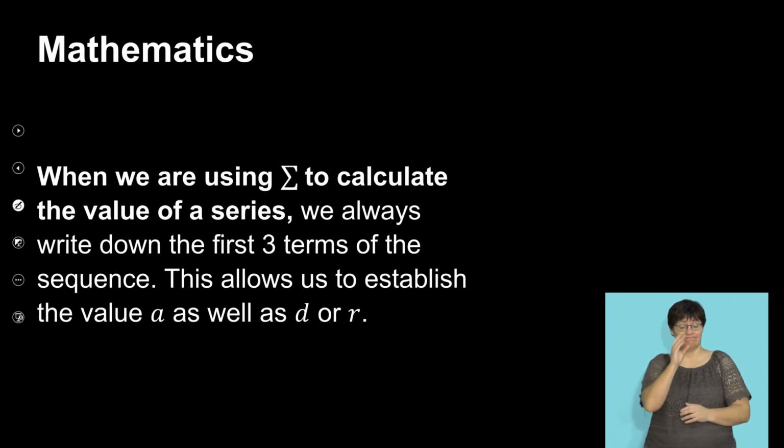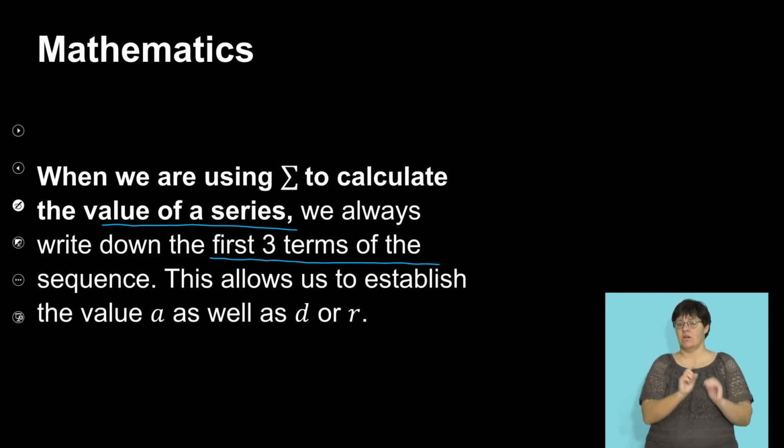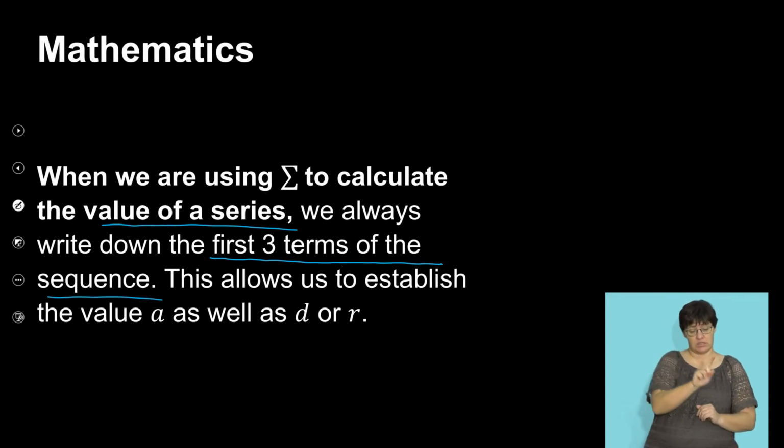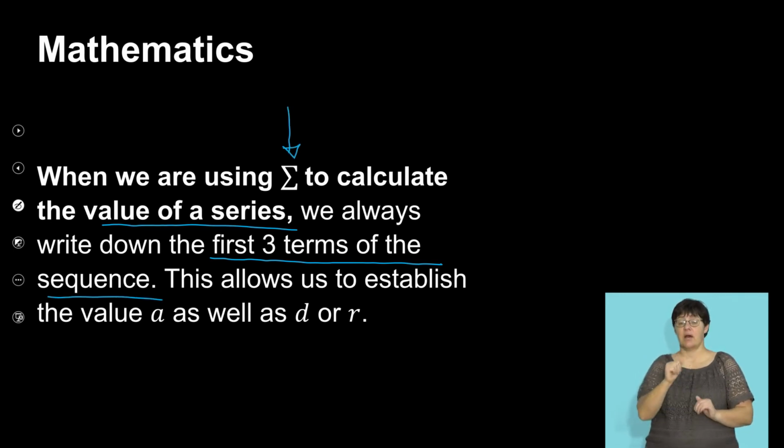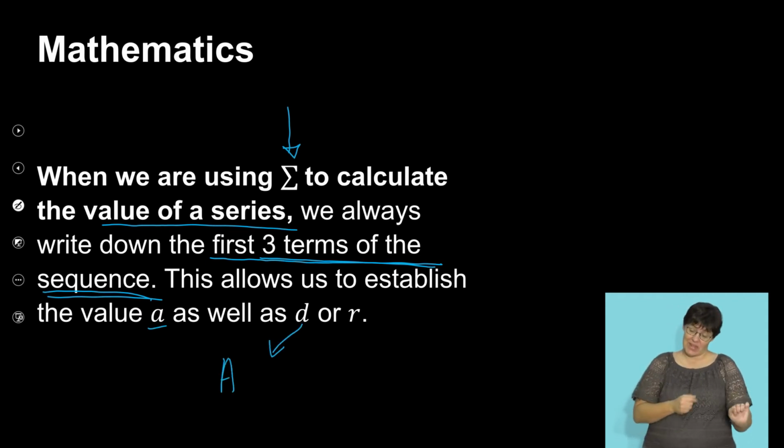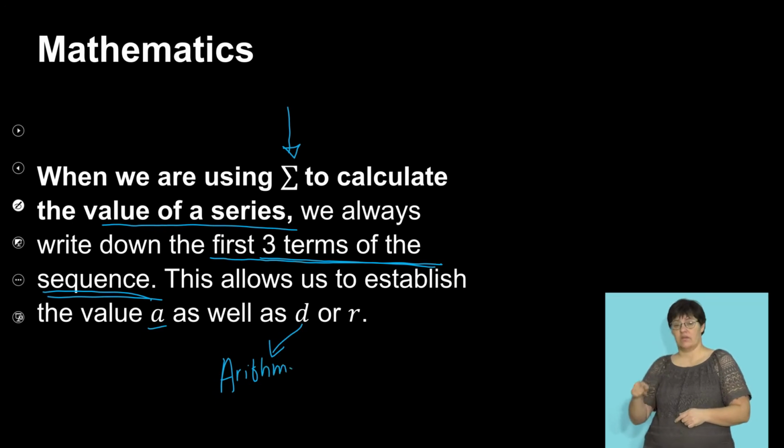So just a reminder, everybody, that when we are using sigma to calculate the value of a series, please remember to always write down the first 3 terms of the sequence. So we know that sigma means that we are going to be doing a series, but we are going to write down the first 3 terms of the sequence. This is going to allow us to establish the value of a as well as d if it is an arithmetic series, and we will establish the value of r with the first 3 terms if it is a geometric series.